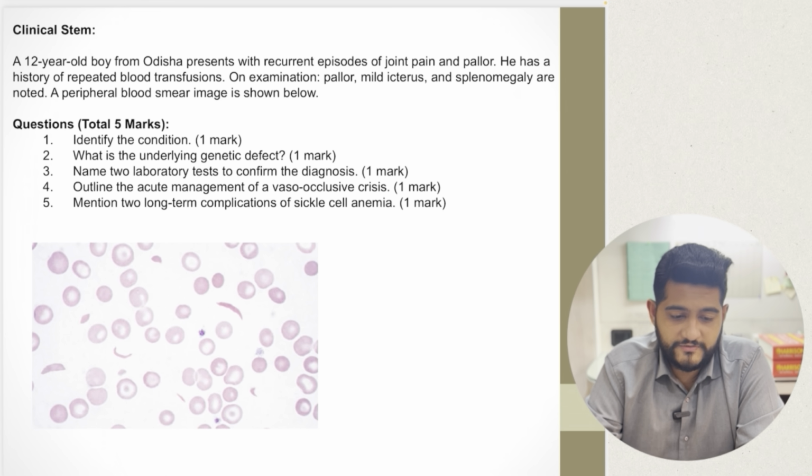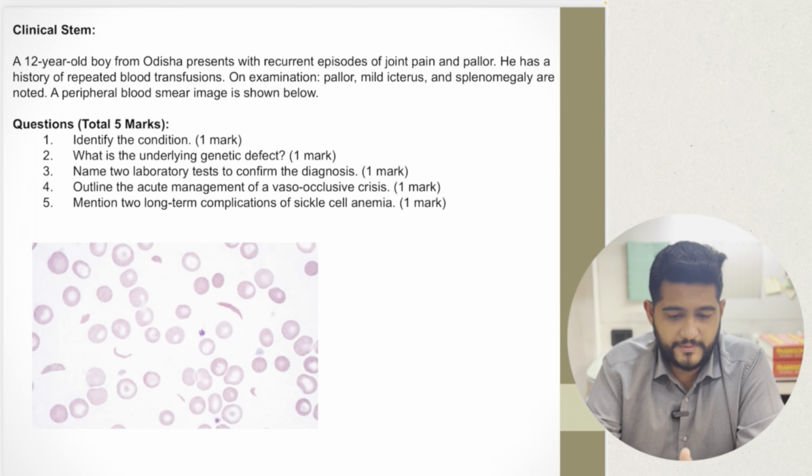Then the next question: a 12-year-old boy from Odisha presents with recurrent episodes of joint pain and pallor. He has a history of repeated blood transfusion. On examination, pallor, mild icterus and splenomegaly are noted, and a PBS image is given below. Identify the condition, what is the underlying genetic defect, name two laboratory tests to confirm, outline the acute management of the vaso-occlusive crisis, and mention 2 long-term complications of sickle cell anemia.